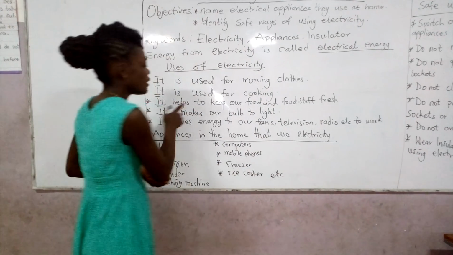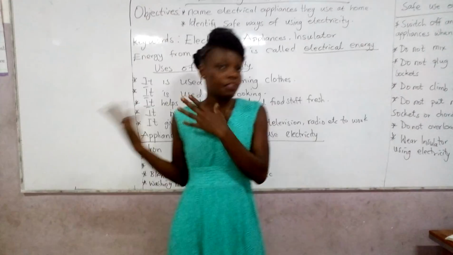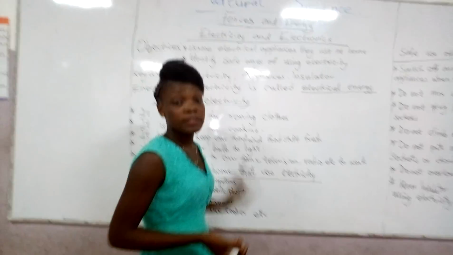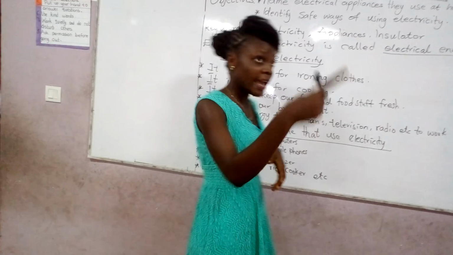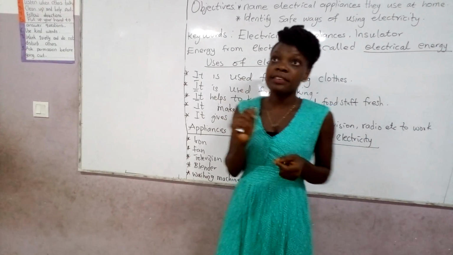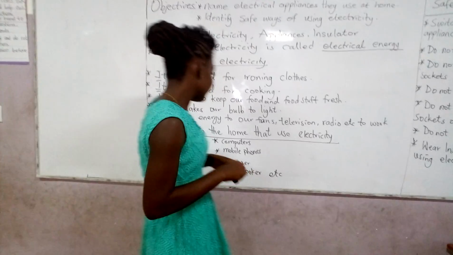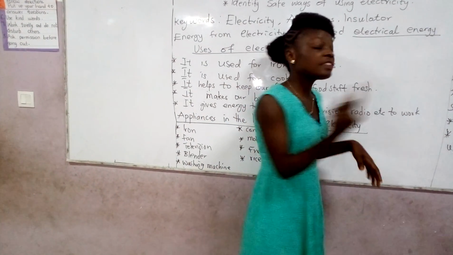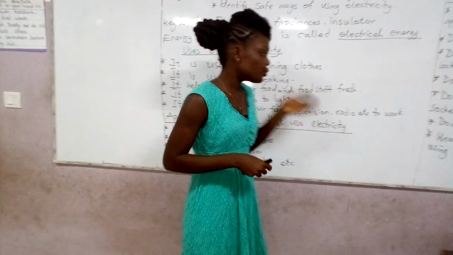And then it helps to keep our food and foodstuff fresh. That's the fridge or freezer. When you keep your food in it, your food is kept fresh. And then it makes our bulb light. When you have a bulb and you light it, you use electricity to light it. But without electricity, there will be no light. It gives energy to our fans, television, radio, etc. So it gives energy to some appliances to work.